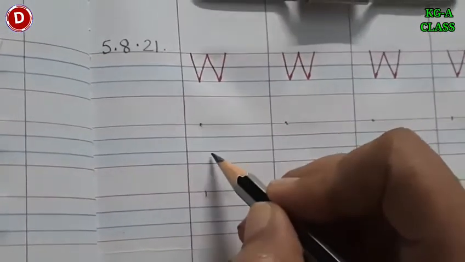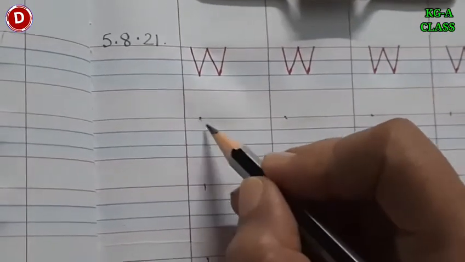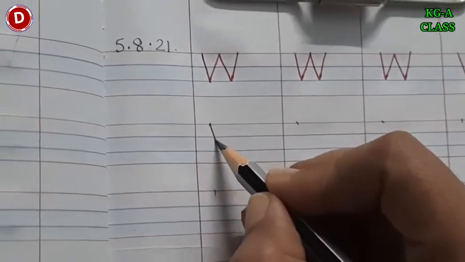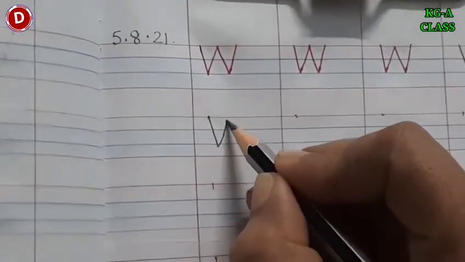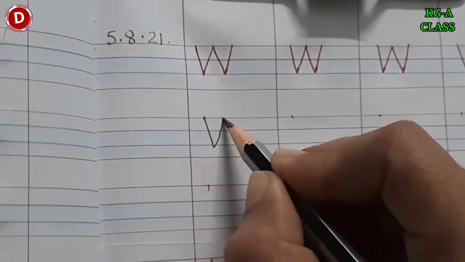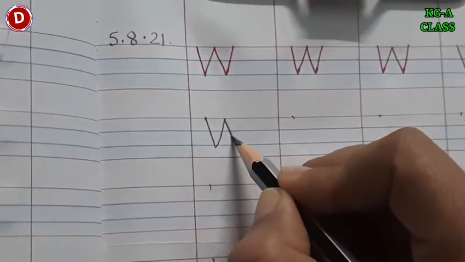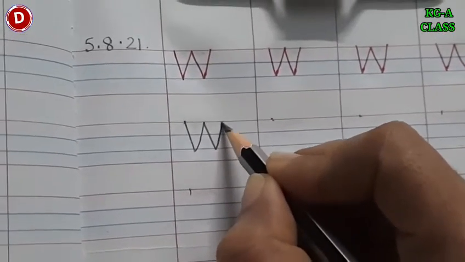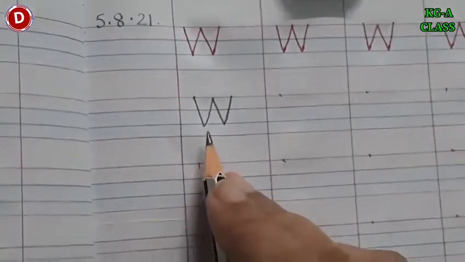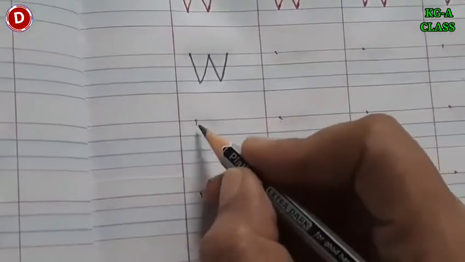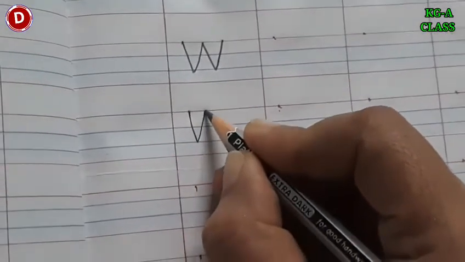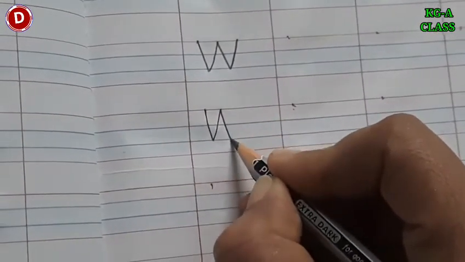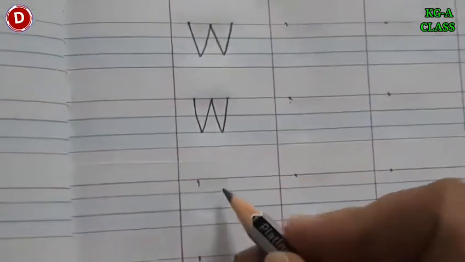Okay, then from here you have to make a slanting line till the second blue line, like this. And then you have to go up, making again a slanting line and touch the red line. Then again go down, make a slanting line and then again go up, like this. You have to write capital W. Slanting line, go up, then come down, again go up, in this way. In one go you have to write, don't remove your hand in between.